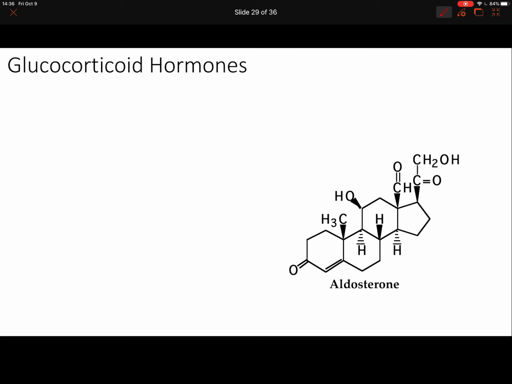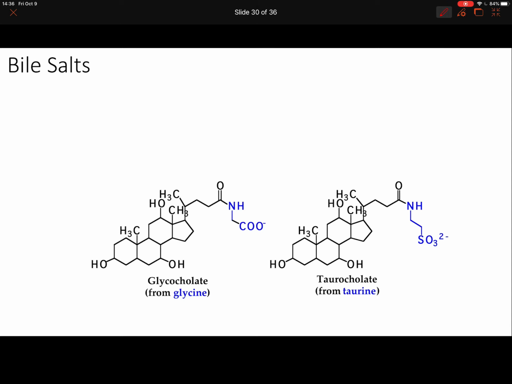Aldosterone is one of those. They also decrease inflammation. They are involved in reactions to stress. Yeah, glucocorticoid hormones. I mean, there's more things that they're responsible for than just that.